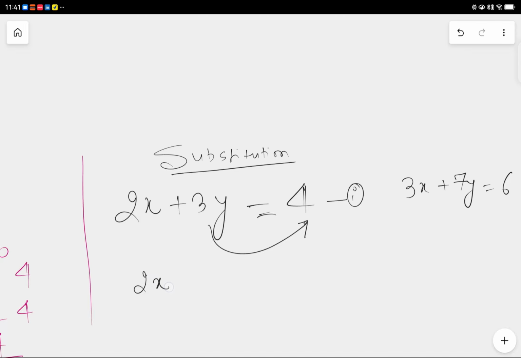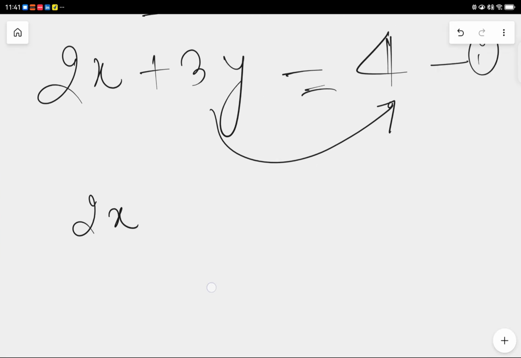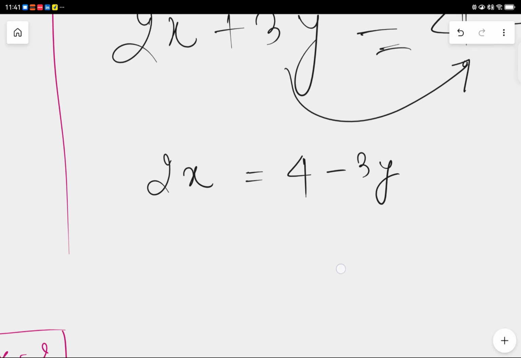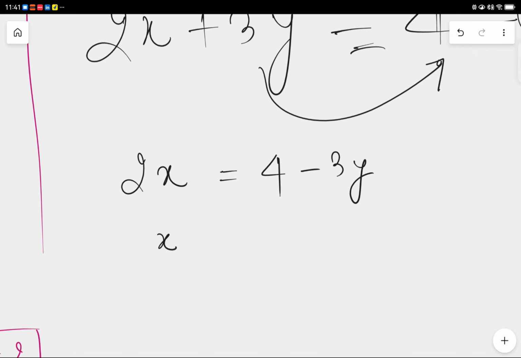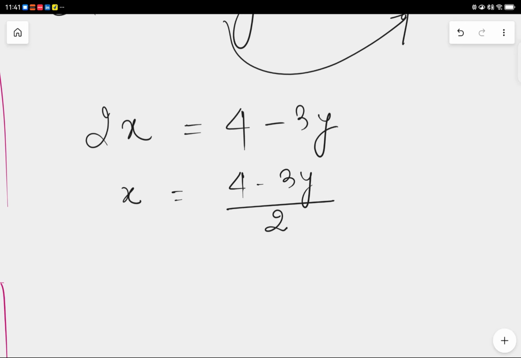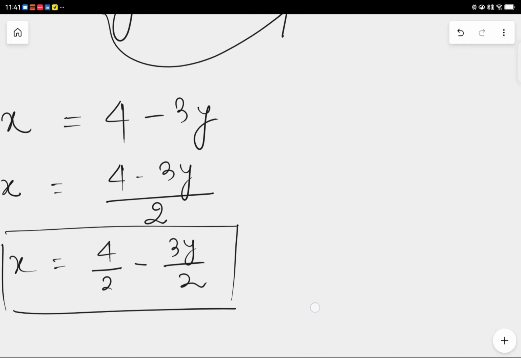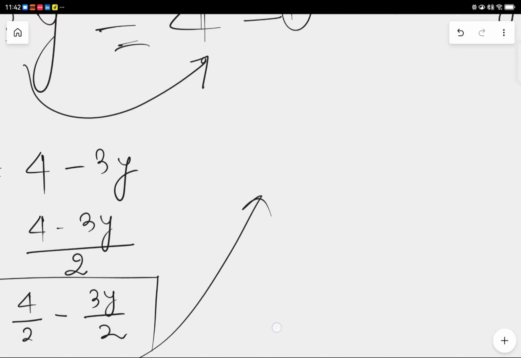So 2x equal to 4 minus 3y, and x equal to (4 minus 3y) divided by 2. Since it is 2x, the 2 goes into division, and if you separate the terms, it becomes 4 by 2 minus 3y by 2. Now you found the value of x, and you can put this x into the second equation.